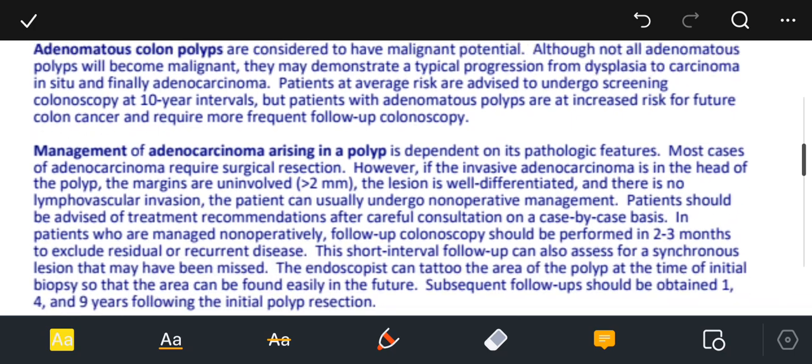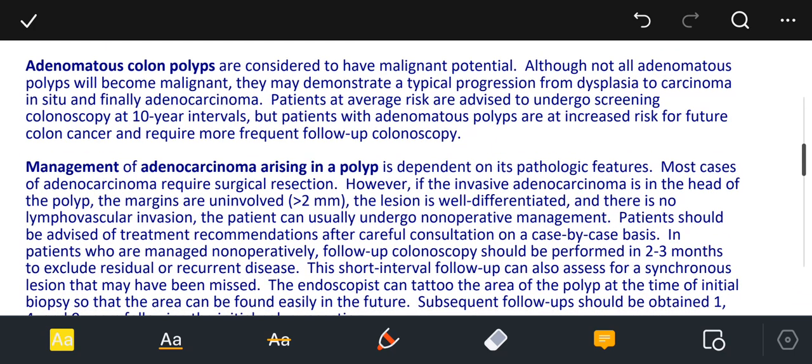The next point is that adenomatous colon polyps are considered to have malignant potential. Although not all adenomatous polyps will become malignant, they may demonstrate a typical progression from dysplasia to carcinoma in situ and finally adenocarcinoma. Patients at average risk are advised to undergo screening colonoscopy at 10-year intervals, but patients with adenomatous polyps are at increased risk for future colon cancer and require more frequent follow-up colonoscopy.